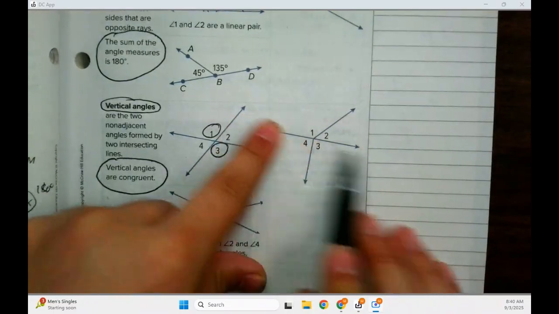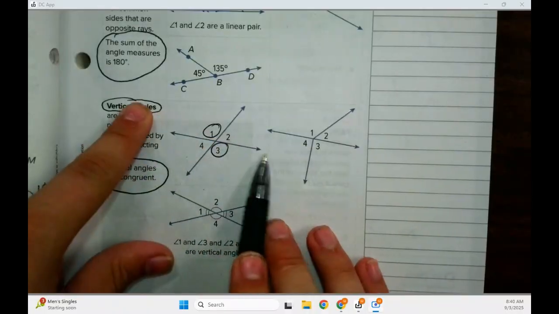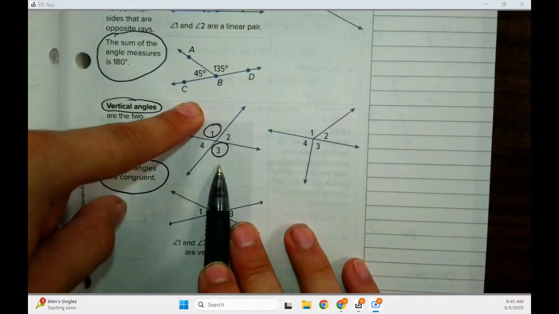And here's the very special property associated with vertical angles. Make sure that you understand this. Vertical angles are congruent. Vertical angles are always congruent. If I have two lines that intersect each other, and I have two angles that are opposites, those are vertical angles, that automatically tells me that their measurements are equal. Or in other words, those angles are congruent to each other.